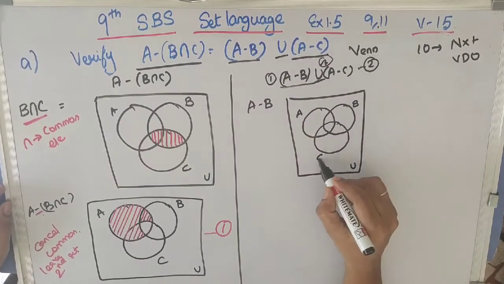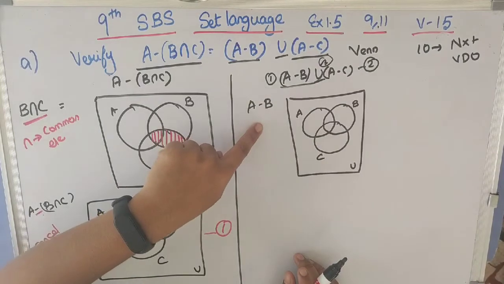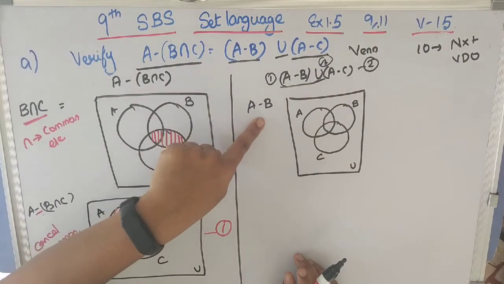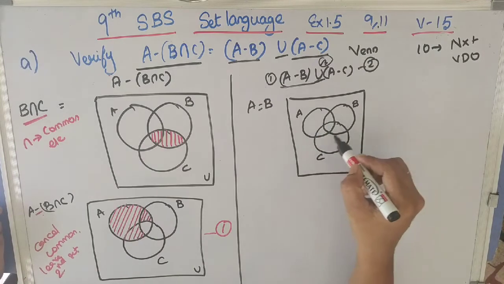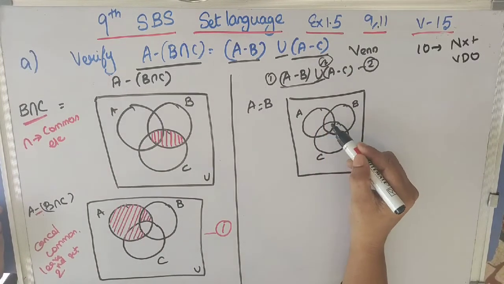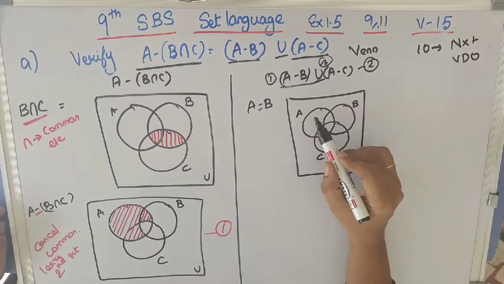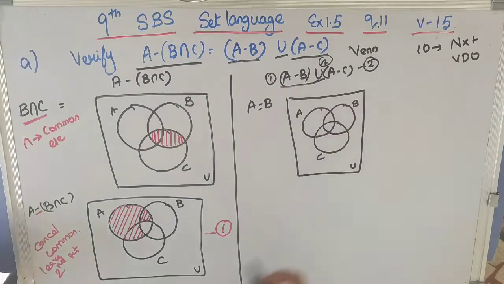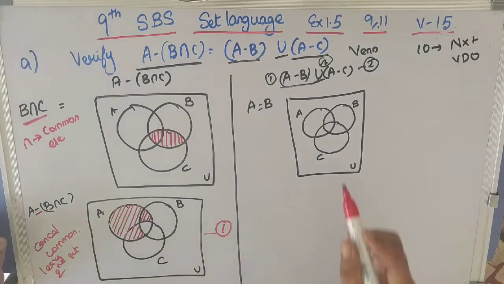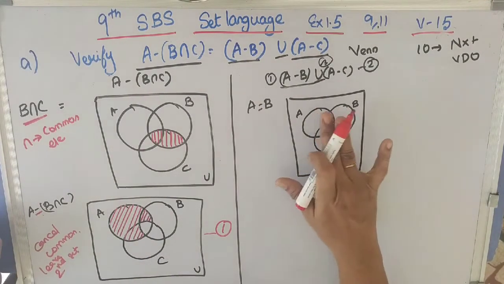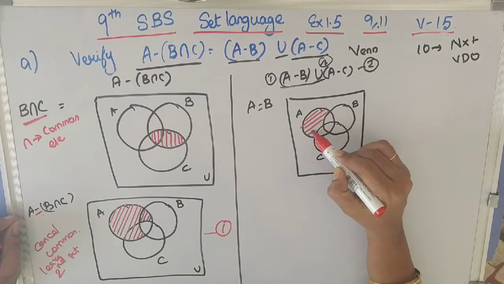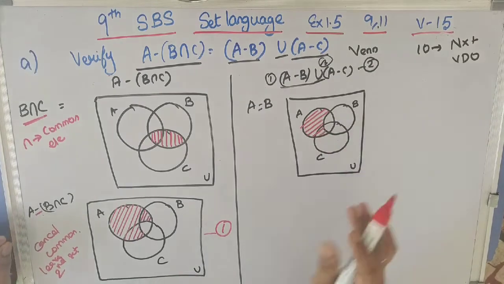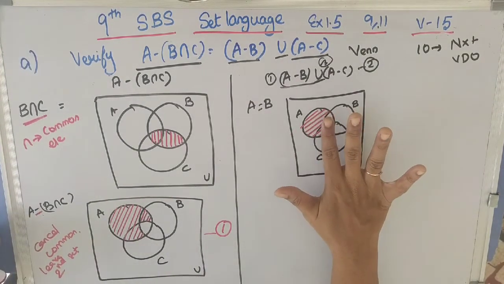Now what should we find? A difference B. What is the meaning of difference? We should cancel the common elements and leave the second set completely and write the remaining elements of the first set. So in A and B, what are the common elements? The intersection part. Now we have to cancel the intersection part, leave the B set completely and shade the A part. I am shading the A part except the A intersection B part. This is A difference B.